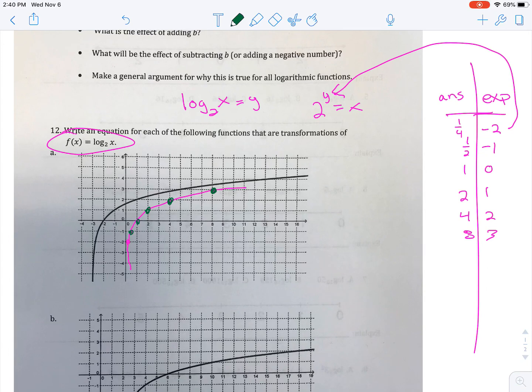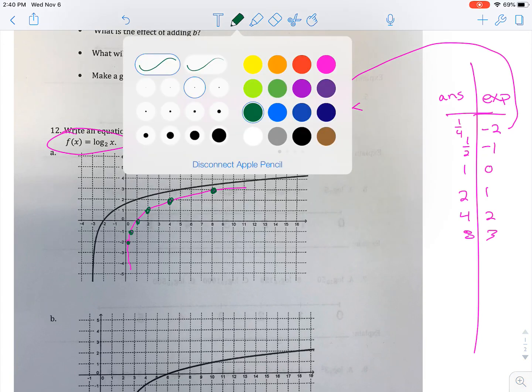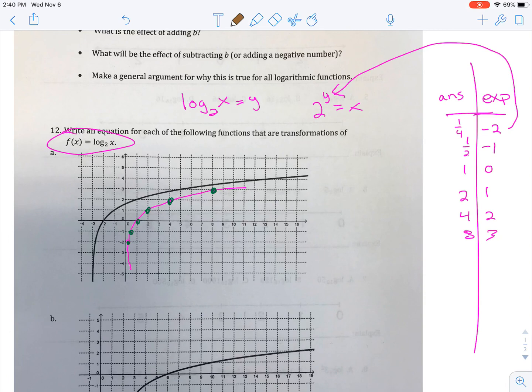And now I have to start thinking about what happened. Okay, so to me, it looks like it just moved left. So to think about this, I would just be like, okay, well, this point came over here, and that's an exact point. So now I'm thinking, okay, it's a left 3. Well, does that work for all the points?